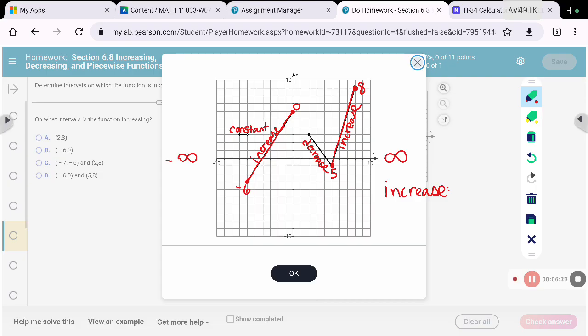So you are increasing on two separate intervals. That first one is from -6 to 0. And the second interval where it's increasing is 5 to 8.